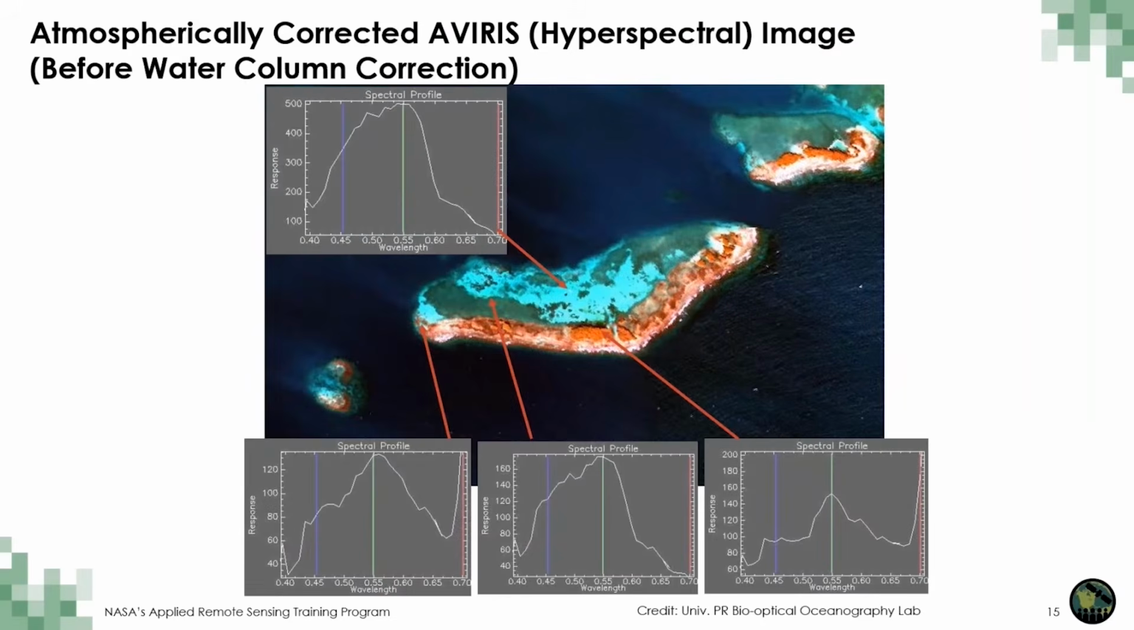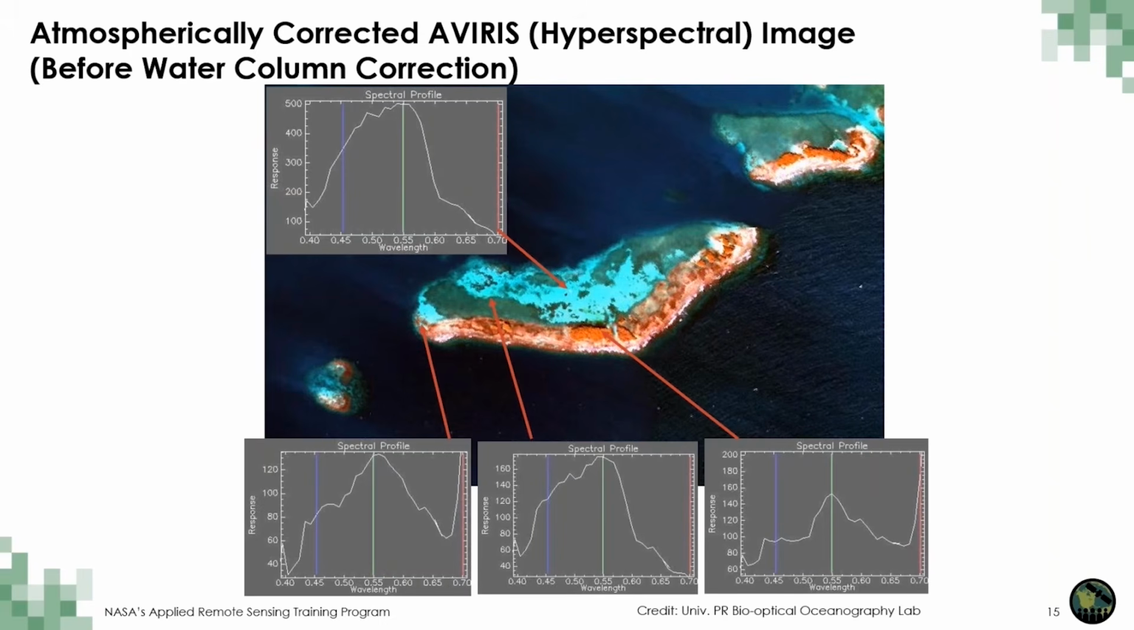Here's a hyperspectral image collected in Puerto Rico back in 2004, in an area known as La Parguera on the southwest coast of Puerto Rico, before the massive coral bleaching event of 2005.